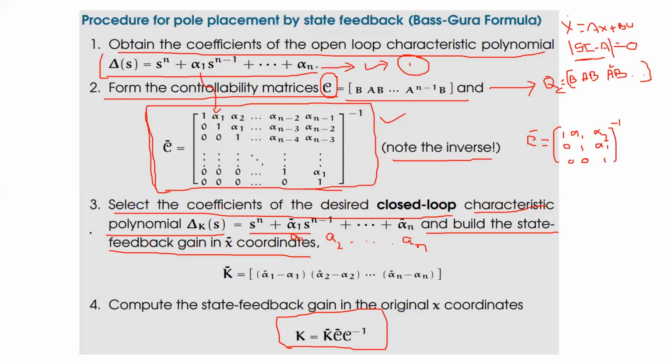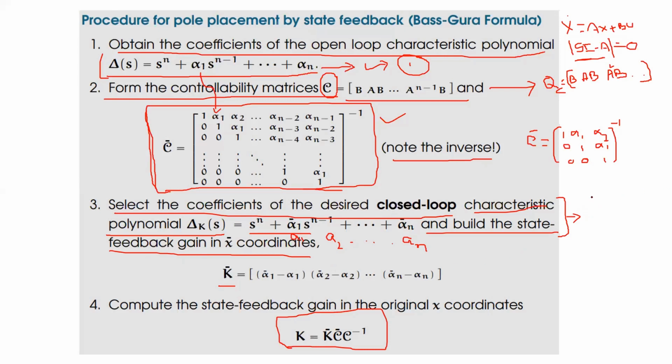So what is the desired closed loop characteristic polynomial? Very, very important. This closed loop characteristic polynomial we can obtain from the closed loop poles. These closed loop poles will be given by the problem. For the given closed loop poles, how you can design a state feedback controller, that is called K. This is what we are going to explore.